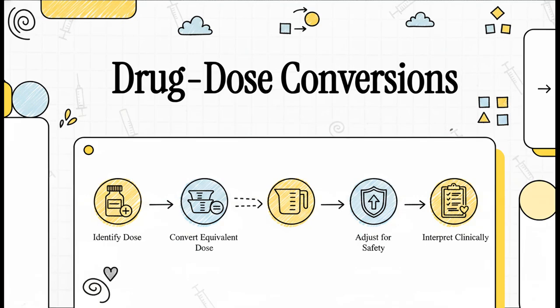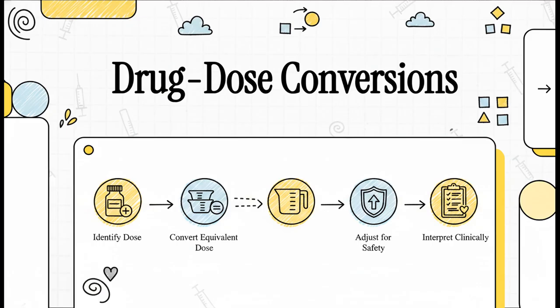Before we begin, I want you to take a slow breath in and gently breathe out. Really consciously relax your shoulders. Look, drug dose conversions can look totally overwhelming because there are just so many tables and numbers to keep straight. But today, we are going to slow down and organize all of it into predictable patterns. You don't need to memorize everything at once. You just need a safe, repeatable process.